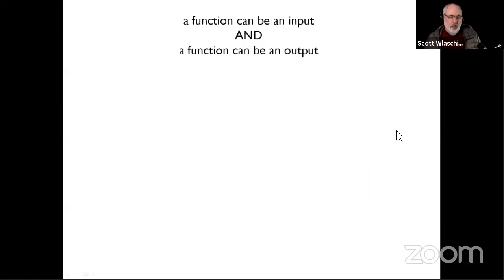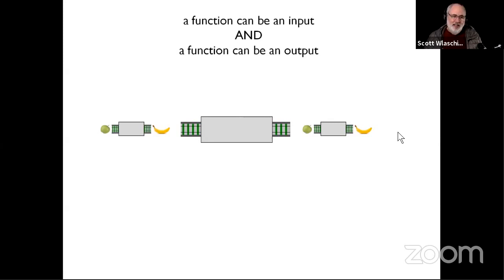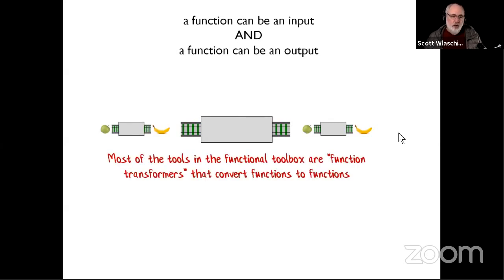Now, one thing I'm going to focus on a lot is when you have a function which has a function as an input and a function as an output. And these I will call function transformers. They turn one kind of function into another kind of function. And most of the functions in the functional toolbox are these kinds of things. So I'll go into quite a lot of detail about that.